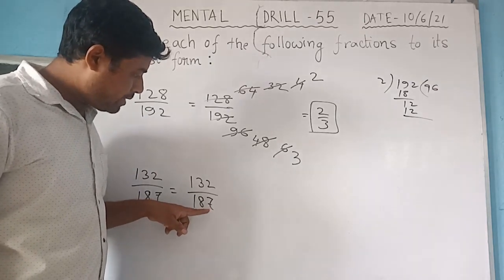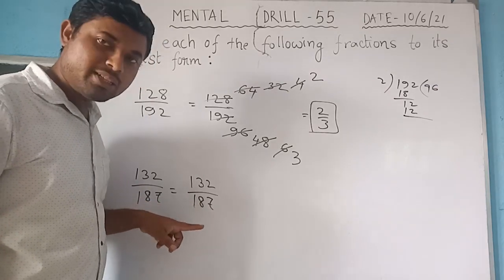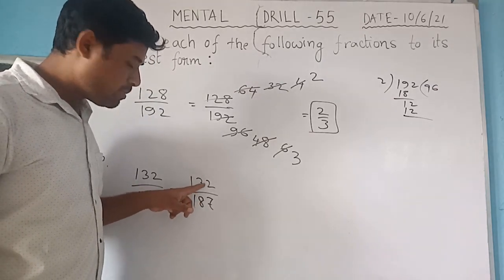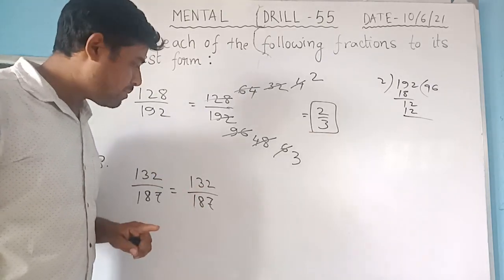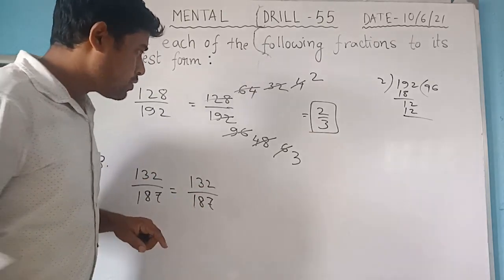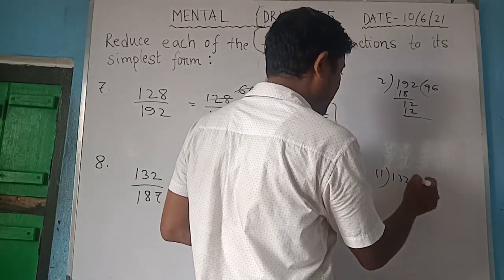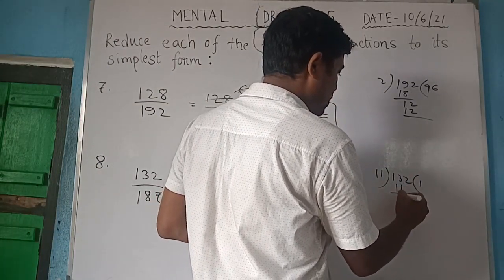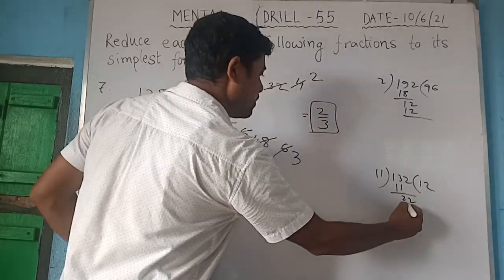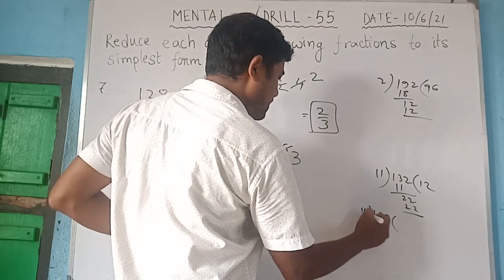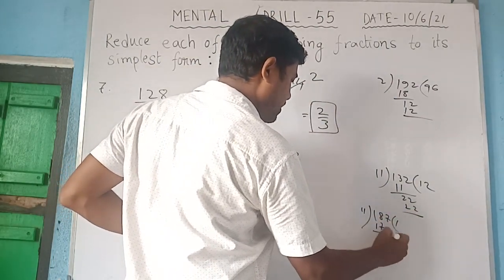Just see if you can divide by 11. 7 plus 1 is 8, 8 minus 8 is 0. Yes, you can divide by 11. And here 2 plus 1 is 3, 3 minus 3 is 0. Yes. Both can be divisible by 11. So if you divide 132 by 11, what will you get? 12. And if you divide 187 by 11, what will you get? 17.